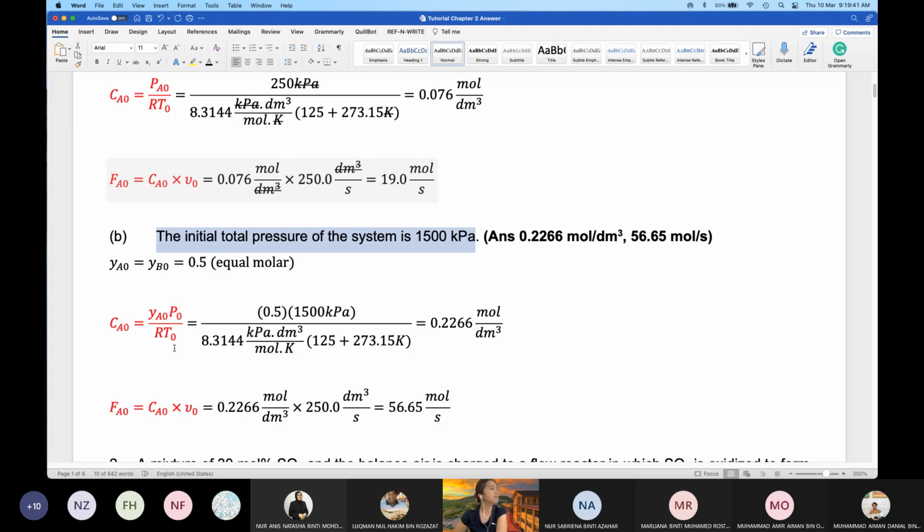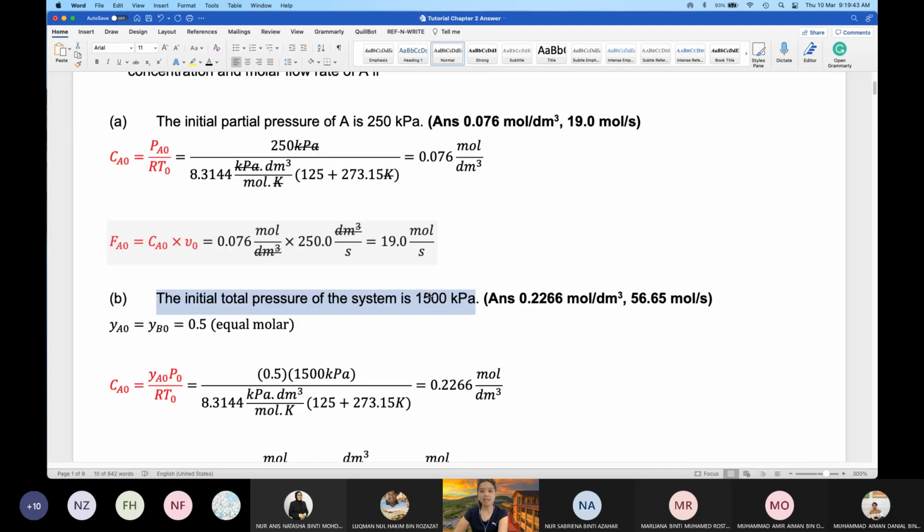So what's the difference between part A and part B? In part A, they give us the initial partial pressure of A. It means that 252 is the pressure that is from A and only A. In part B, they tell us the initial total pressure of the system is now 1,500 kilopascal. So this 1,500 kilopascal is the pressure that comes from A and B. So you don't forget this part.